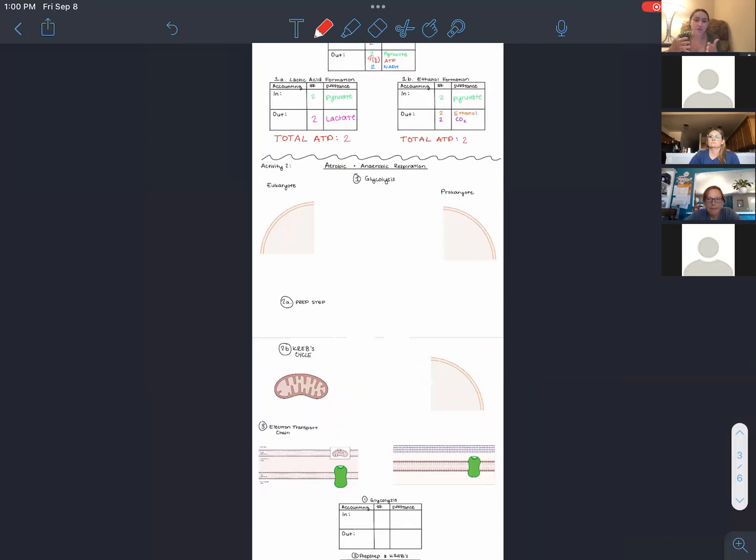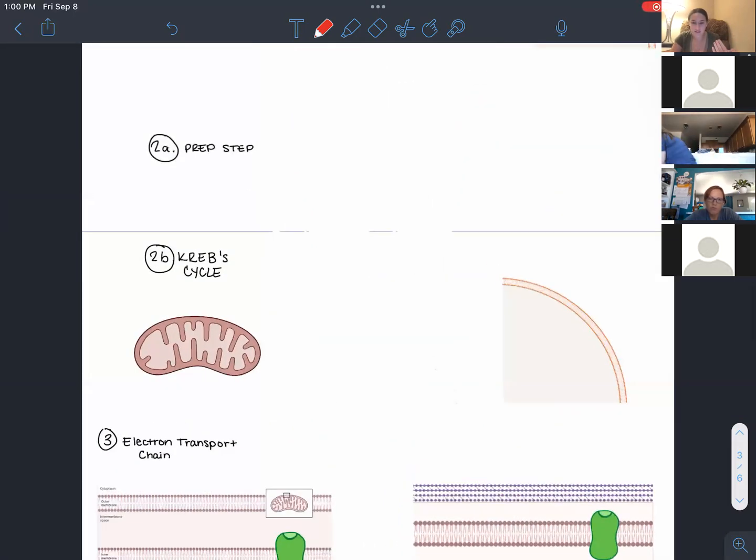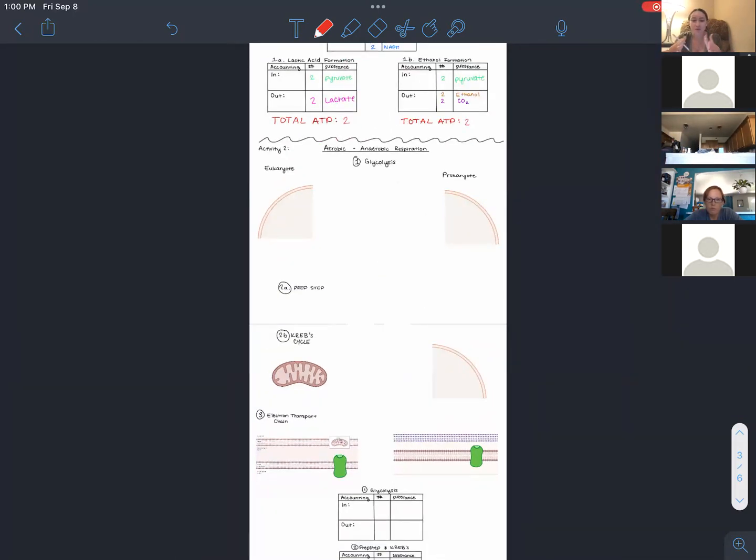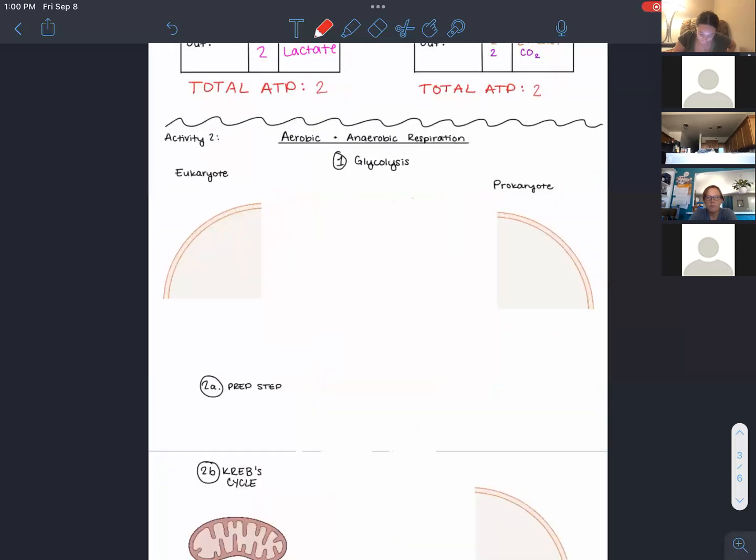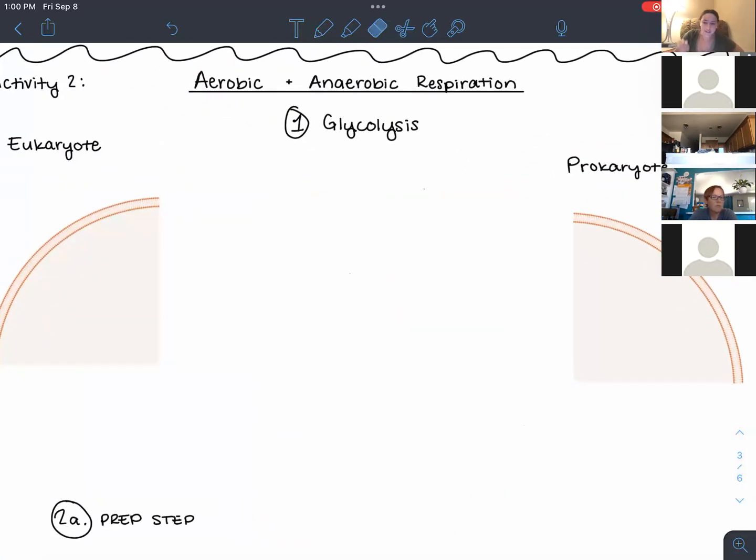But again, like before, it's important to understand that aerobic respiration could happen in prokaryotes too, so it would be the structures on the right-hand side. I just wanted to put everything in a concise place. Great. All right, so we're going to start with our process of glycolysis.